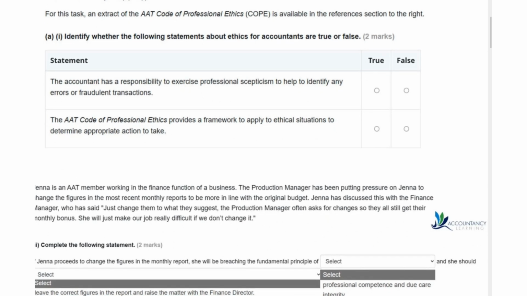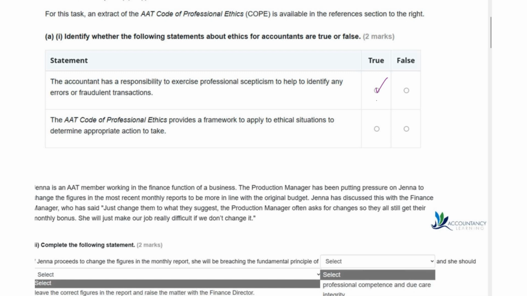Let's look at part A then. We need to identify whether the following statements about ethics for accountants are true or false. The accountant has a responsibility to exercise professional scepticism to help identify any errors or fraudulent transactions. So this one is true then. Accountants do have this responsibility. They need to be sceptical of the accounts that they are working on, and this will help them identify whether there's any errors or indeed if fraud is taking place.